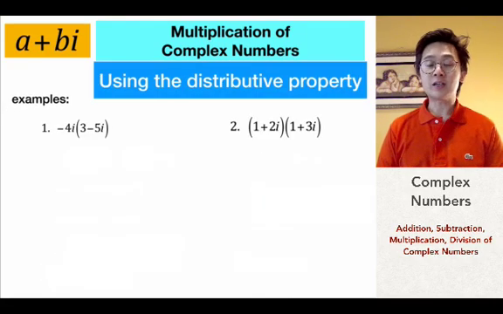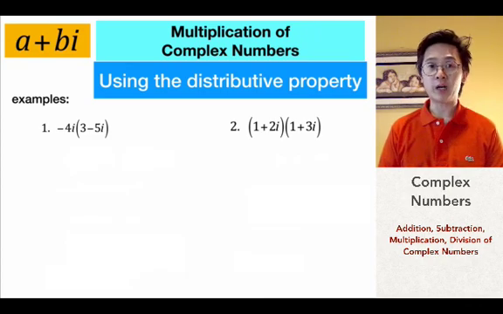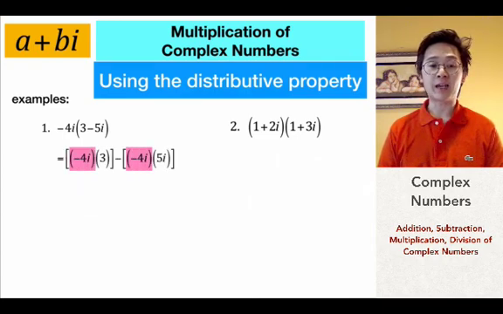Now, using the distributive property for complex numbers is also possible, since we have a real part and an imaginary part. Say, for example, we are multiplying negative 4i, which is an imaginary number, to 3 minus 5i. By the distributive property, we'll be able to multiply negative 4i to 3 and negative 4i to 5i. So leaving us with negative 4i times 3, which is equal to negative 12i, and negative 4i times 5i, which will leave us with negative 20i squared.